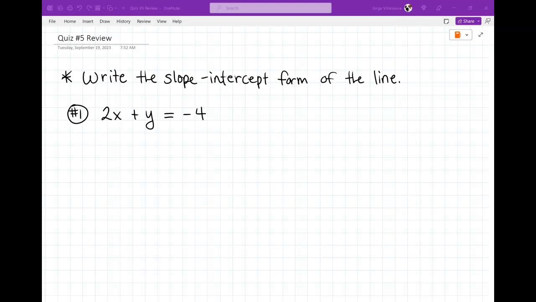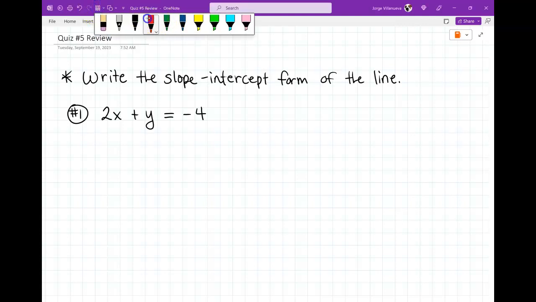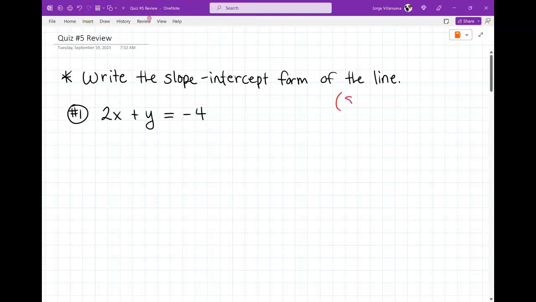All right, so the quiz 5 review, okay? We're going to do a couple different types of topics. The first topic is writing the slope-intercept form of the line. Now remember, slope-intercept form of the line, anytime you see that, they're basically just asking you, can you solve for y? That's basically what they're saying. Solve it for y.